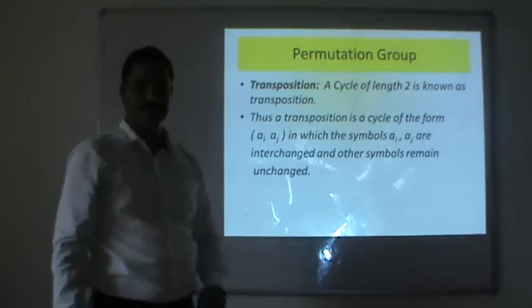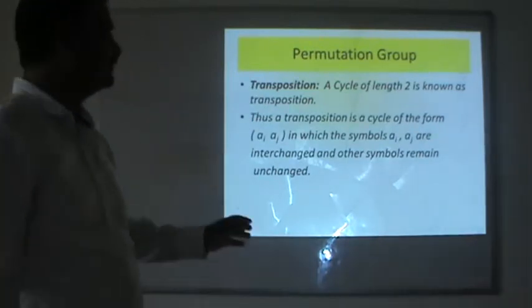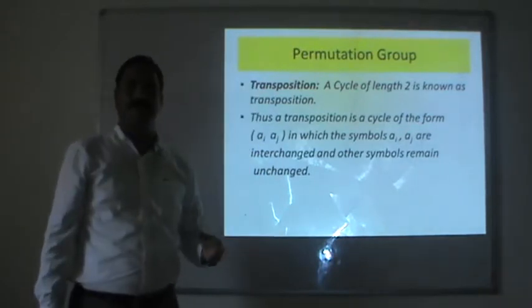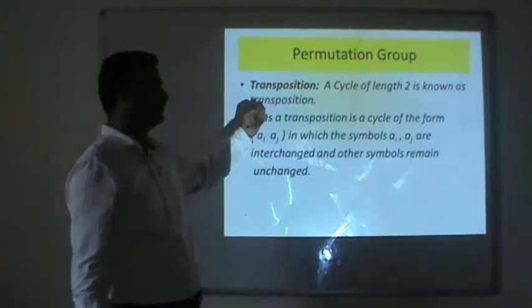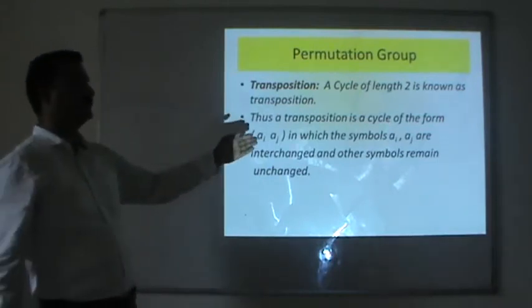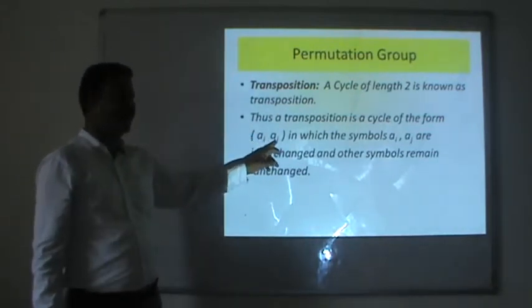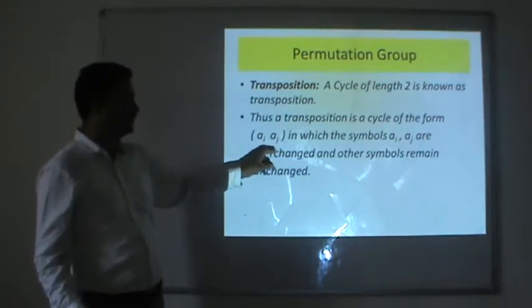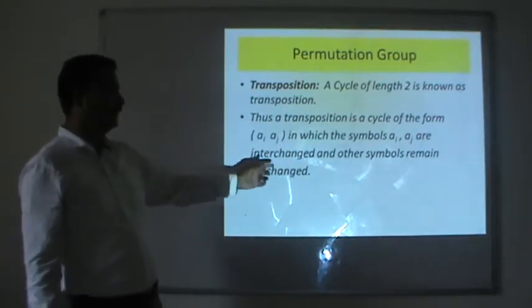Now to the next definition, that is transposition. A cycle of length 2 is known as a transposition. Any cycle having a length 2 is always known as a transposition. And thus a transposition is a cycle of the form (ai aj), where ai and aj are the initial and final elements of our transposition, in which the symbols ai and aj are interchanged.